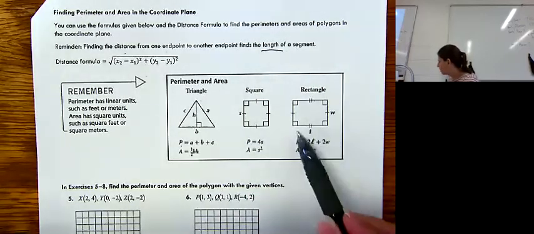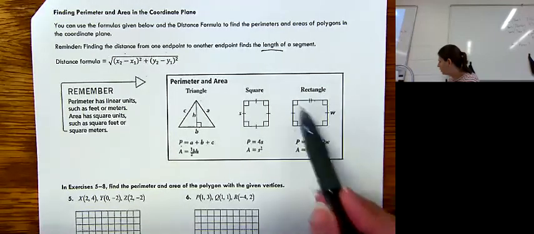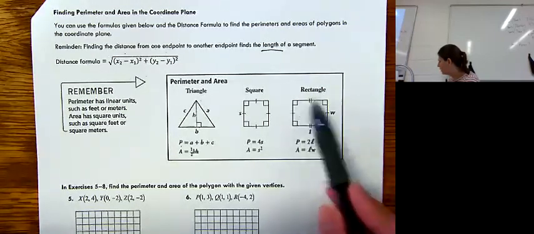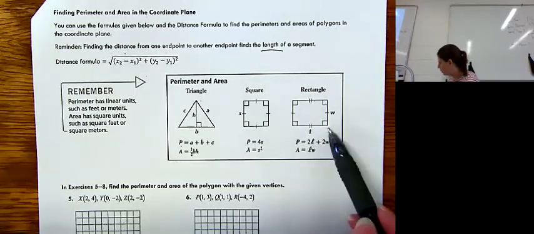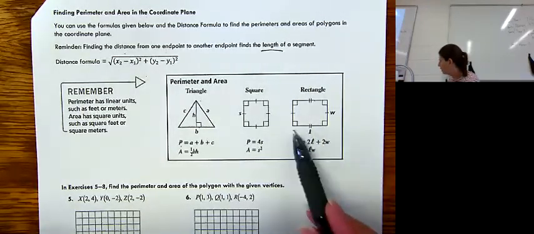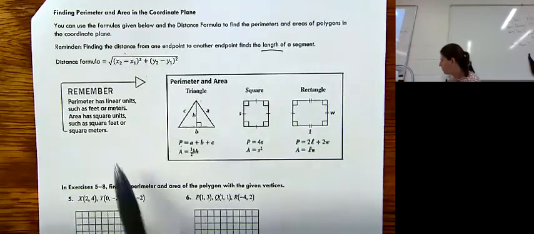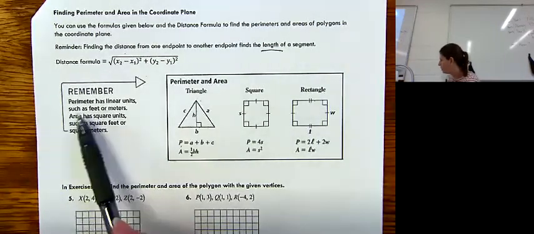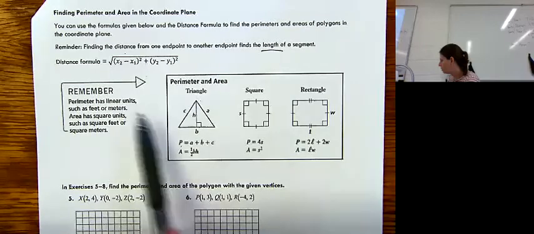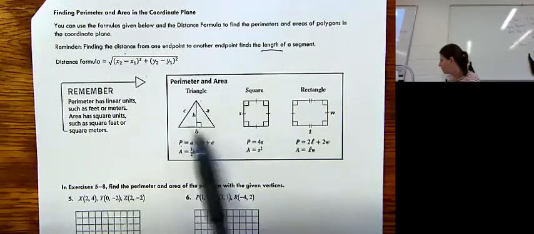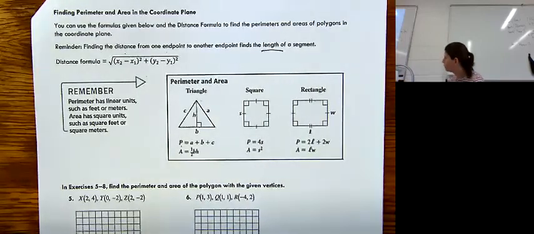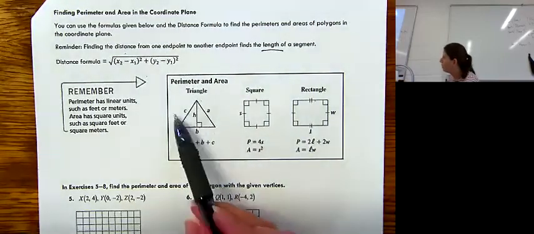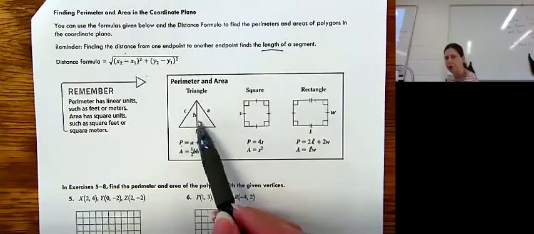And then your rectangle, you have a length and you have 2 widths. So twice the length plus twice the width will give you the perimeter. You could also add them up. And the area is the length times the width. So I put a little reminder over here that perimeter has linear units because you're finding around a figure, and area has square units, which is really good. I knew that if I just gave you figures that were labeled, you could easily find those.